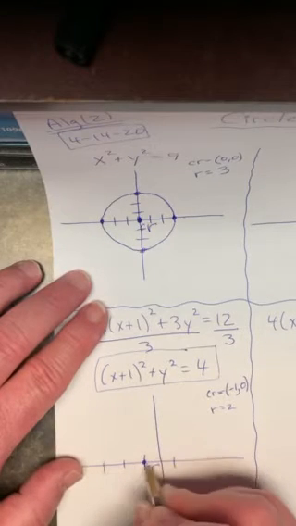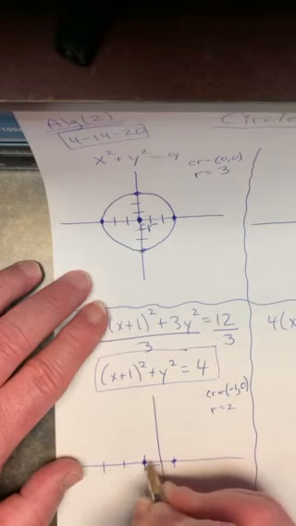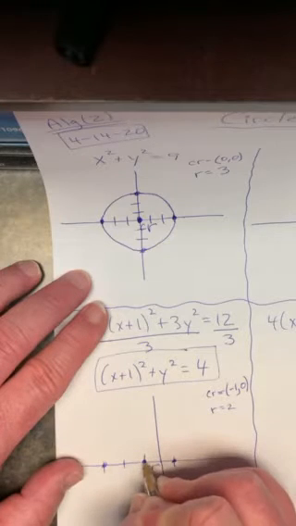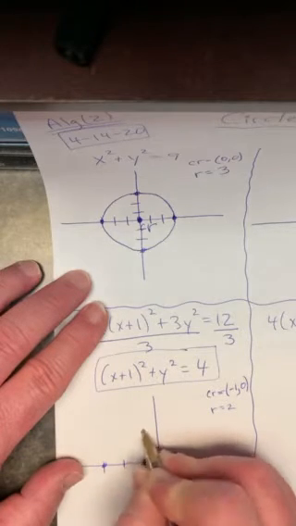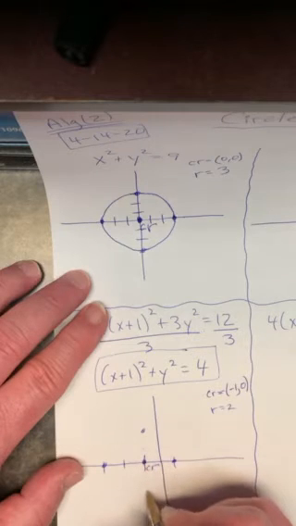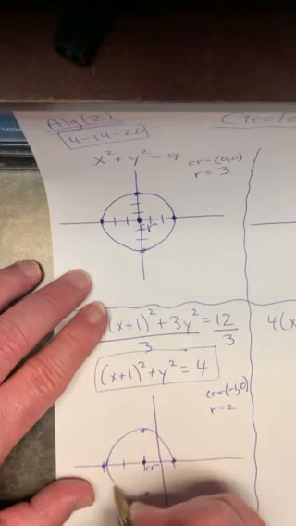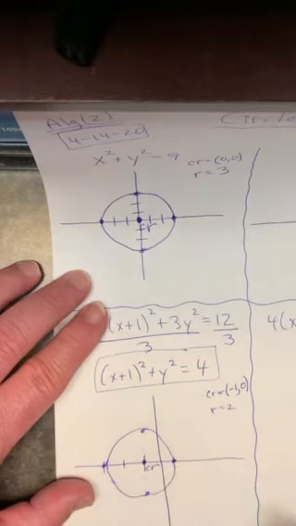So guys, I'm going to go right 2, go back to the center and go left 2, go back to the center and go up 2, go back to the center and go down 2. And you got a nice, neat circle centered at negative 1, 0 that looks like that.